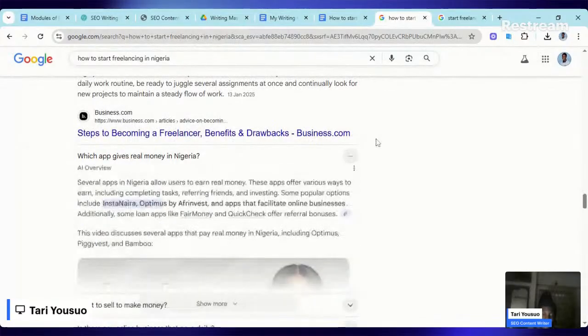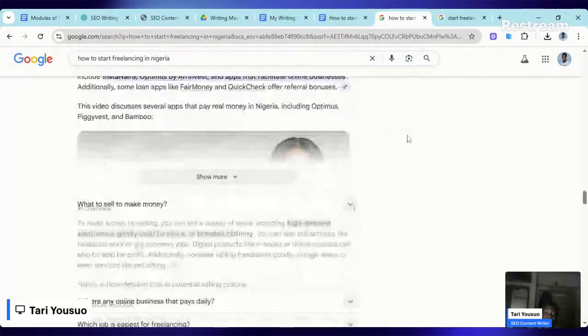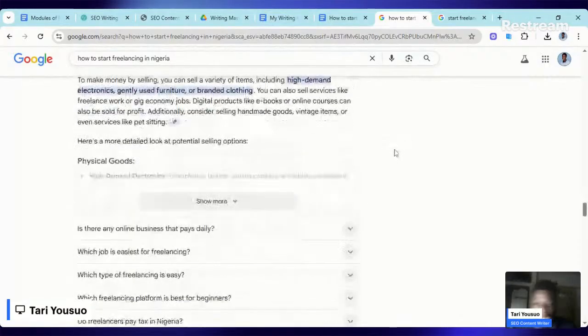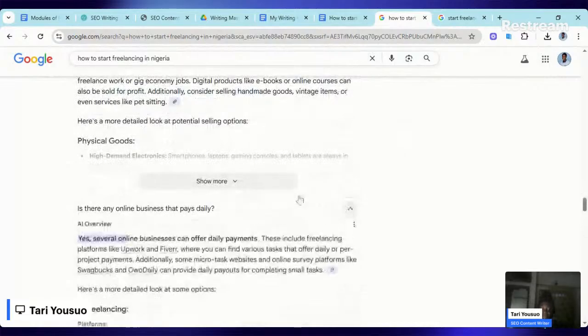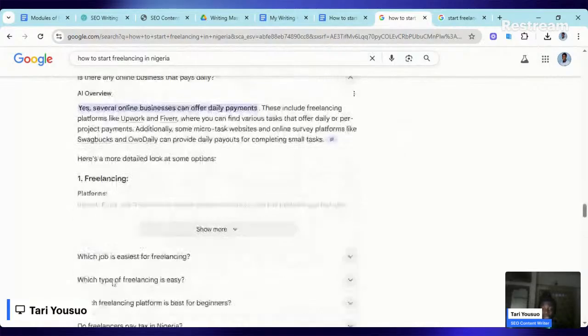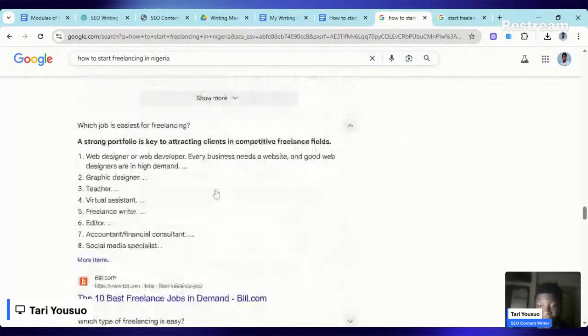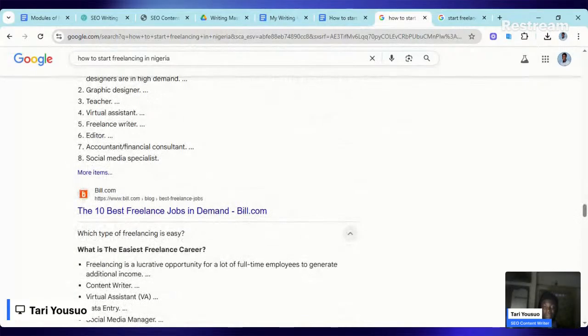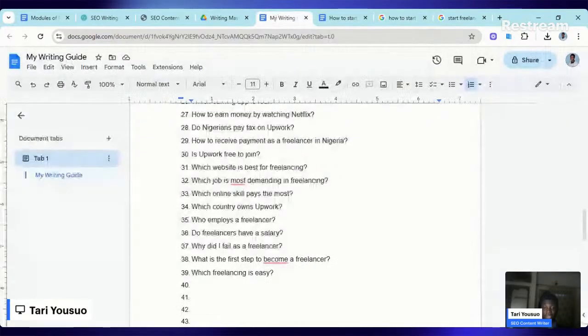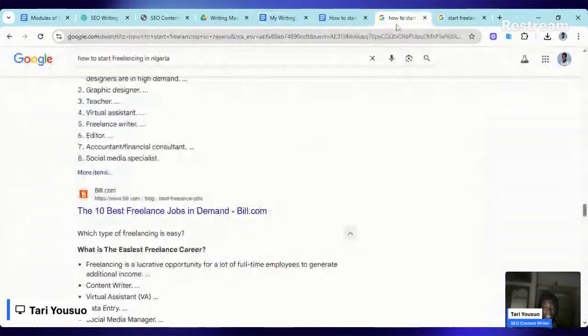Then what to sell to make money? That's no longer within the freelancing range. Is there any online business? Which job is easiest for freelancing? Which type of freelancing is easy? What question did I stop at? Which freelancing is easy? So you can see that at this point, the questions are already repeating.